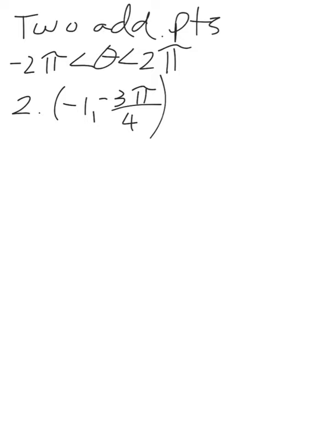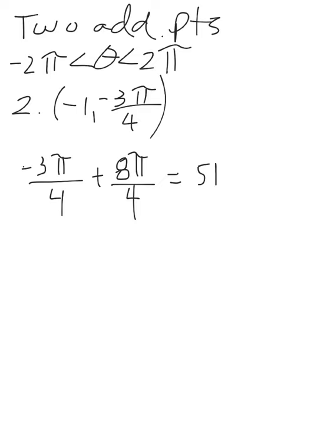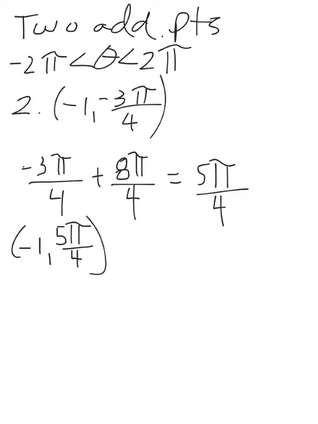So first thing I'm going to do, since it's negative 3 pi over 4, I am going to first add 2 pi, as I know that will definitely keep me in that range. So if I add 2 pi to it, and 2 pi with a denominator of 4 is 8 pi over 4. Quick way you could do that is putting 4 in the denominator and then saying, I got to multiply that by 2, and that gives you 8 in the numerator. That gives us 5 pi over 4. So 5 pi over 4 is the same rotation as negative 3 pi over 4. Therefore, another point that is the same would be negative 1, 5 pi over 4.